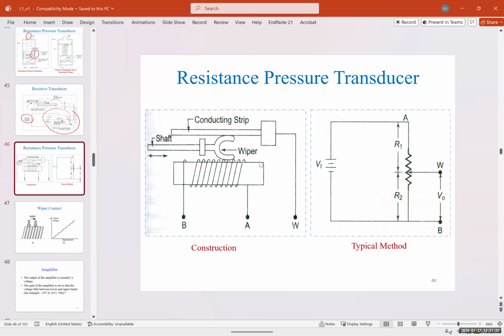This is an example of another type of transducer. Again, we have a shaft, we have the conducting strip, and we have the wiper and the contacts. But all of them, again, use the same principles. One problem with these resistive transducers is that these contacts wear after some time. So, if the movement is too high or you have a lot of shaking, after a while, it's going to rub against each other and wear them down.